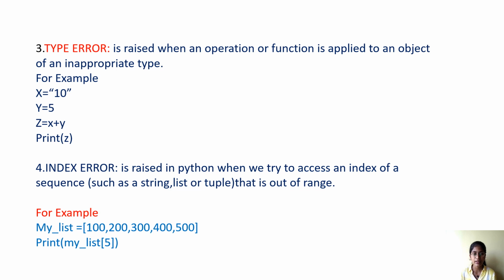Next one is index error. Index error is raised in Python when we try to access an index of a sequence, such as a string, list, or tuple, that is out of range. For example, my_list = [100, 200, 300, 400, 500], enclosed in square brackets. We'll print my_list[5]. Then our output will be 500.